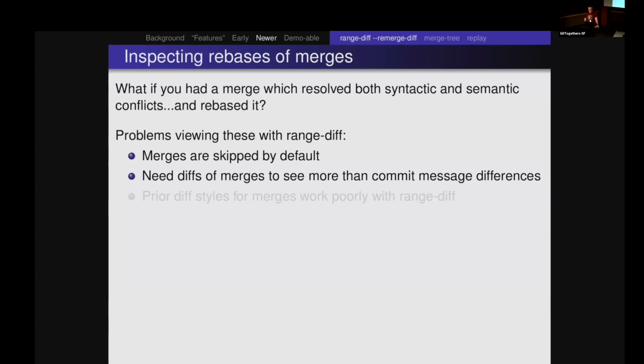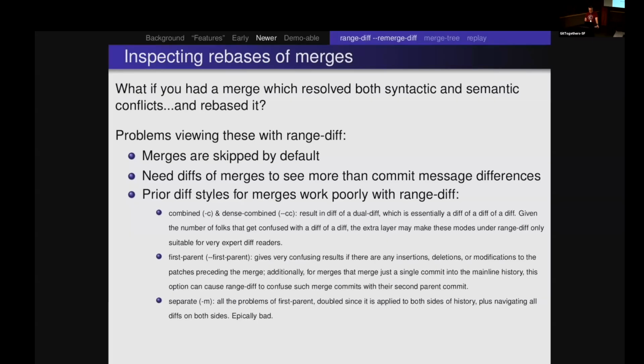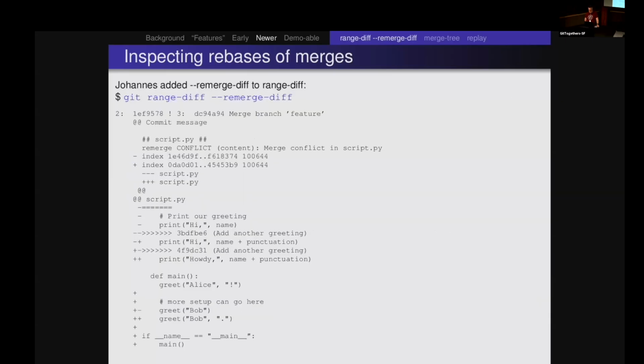And there are various flags inside of Git for wanting to look at a merge commit, but most of the ones that existed previously just don't work well with range diff. And I'm not going to go over all those details, but there's a bunch of details for why the various other kinds of diffs don't work well. But this new remerge diff flag that we added to log and to show works really nicely inside of range diff. So Johannes added it there actually.